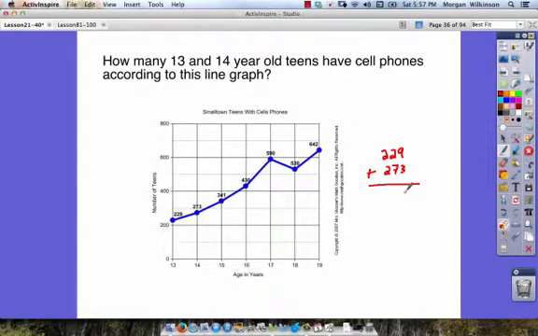9 plus 3, that's going to give us 12. We carry our 1. We've got 2 plus 1, that's 3, plus 7 gives us 10. We carry our 1. We've got 2 plus 2 is 4, plus 1 more is 5. So we've got 502. So, how many 13 and 14-year-old teens have cell phones according to this line graph? 502 teens have cell phones. So just teens would be a good label. Let's go ahead and move on to our next question.